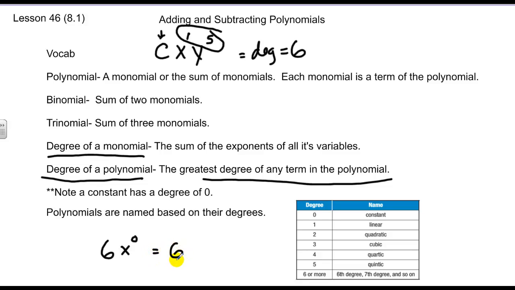All right, and we name polynomials in the following manner. If we have a degree of 0, it's called a constant. Degree of 1, it's called a linear polynomial. In other words, like 3x plus 7, that has a degree of 1. So that's a linear problem. Quadratic is a degree of 2. Cubic, degree of 3. Quartic, degree of 4. Quintic, degree of 5, and so on and so on and so forth.